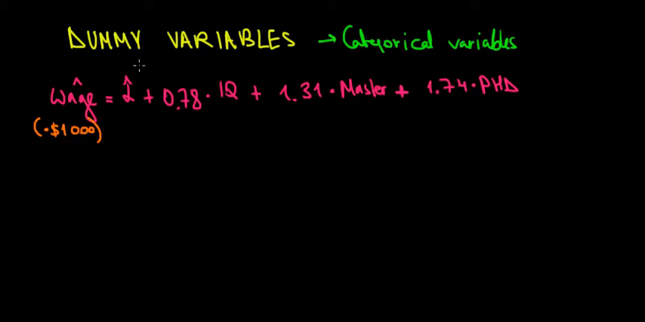Let's have a look in this video how we work with dummy variables when we have more than two categories. Suppose that now we have three categories of education. Recall from the previous video we compared bachelor degree with master degree, what's the effect on the wage. But now let's suppose we have a third level, which is the PhD level.